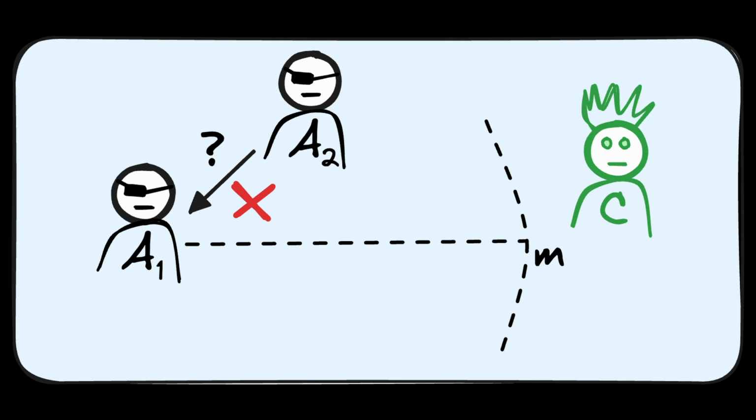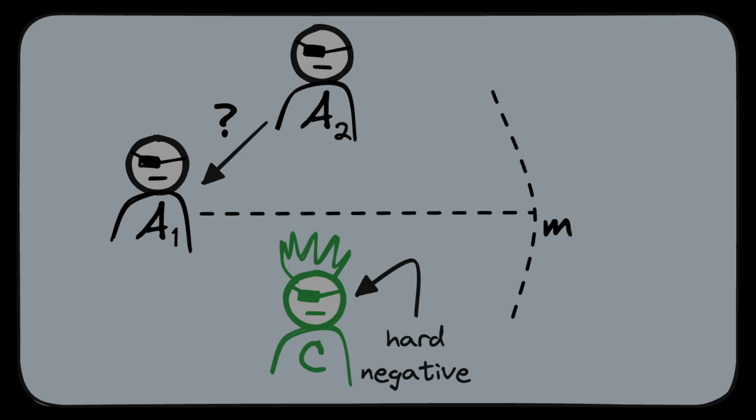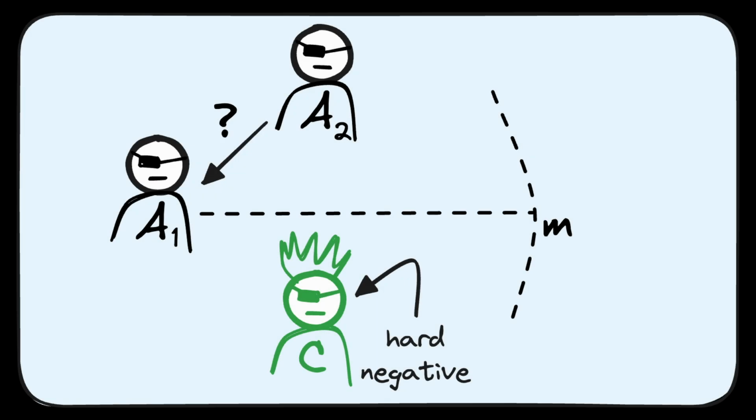Now, let's adjust the case a little bit and assume that person C showed up to work one day wearing an eye patch, which made it harder for the model to learn to put C's embedding far away from A1's embedding. We call such a case a hard negative, because it is hard for the model to consider A1 and C as negative examples. We assume here that no matter what we do, we have hit a point where we cannot move the embedding for A1 and C further apart.